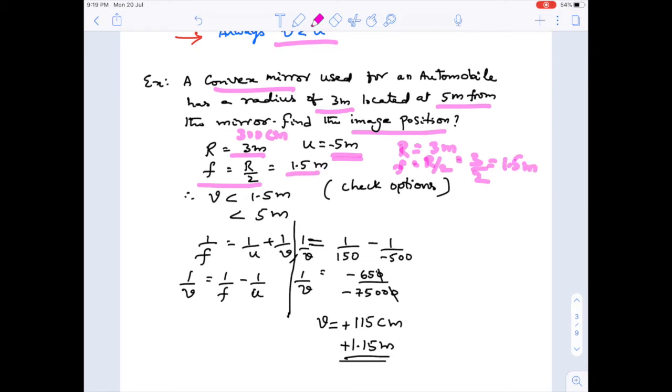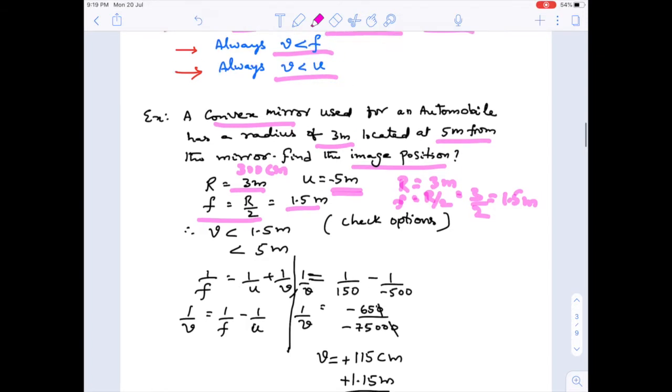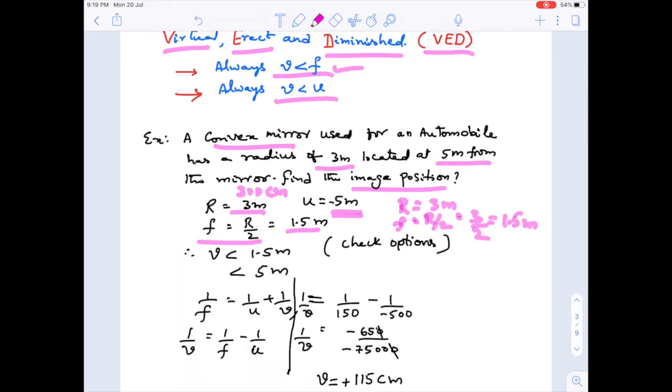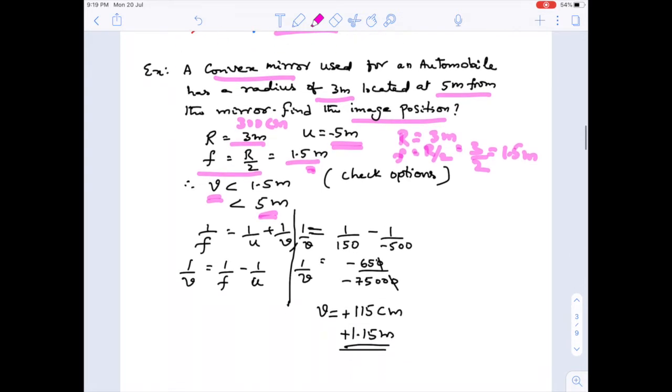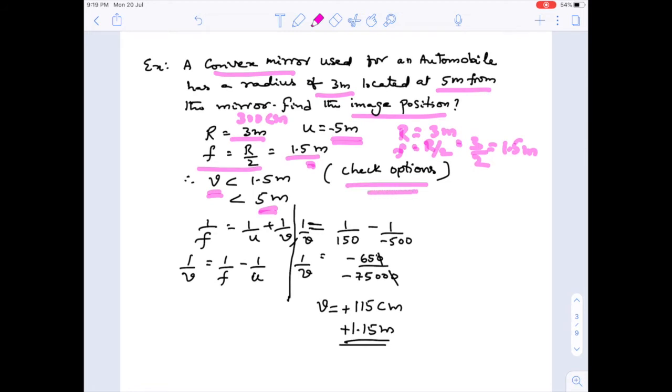Now, looking at this, your image distance should always be less than one focal length. So, image distance should be less than this 1.5 meters, and it should be less than the object distance, that is 5 meters. If this is given as an MCQ, you can check the options and identify whether it is less than 1.5 and less than 5 meters, then you can check that answer.